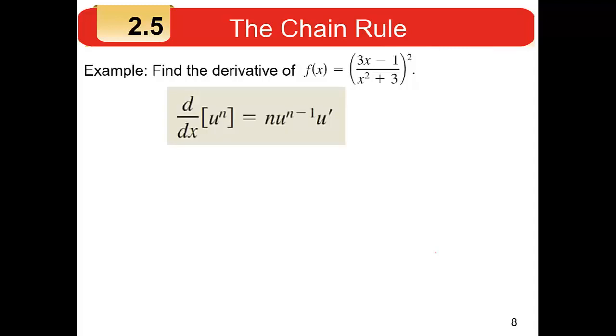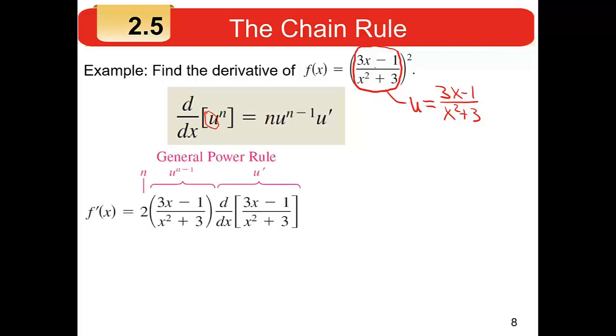Well, it's a general power rule because you've got something raised to a power, so we can apply the general power rule, which says that the derivative of u to a power is the power times u to the 1 less power multiplied by the derivative of whatever u is. So I'm going to do that. In this case, the u is the inside part. It's the thing that's raised to a power. So in this case, it's the fraction, 3x minus 1 over the quantity x squared plus 3.